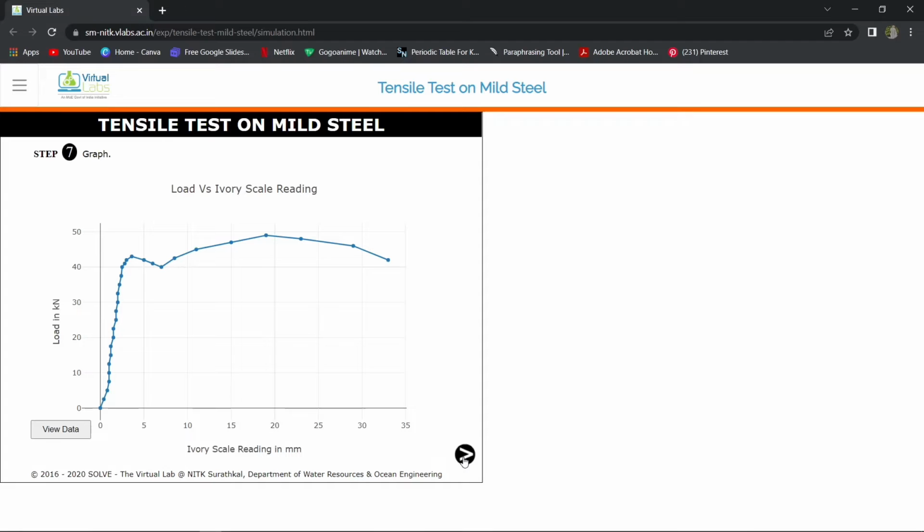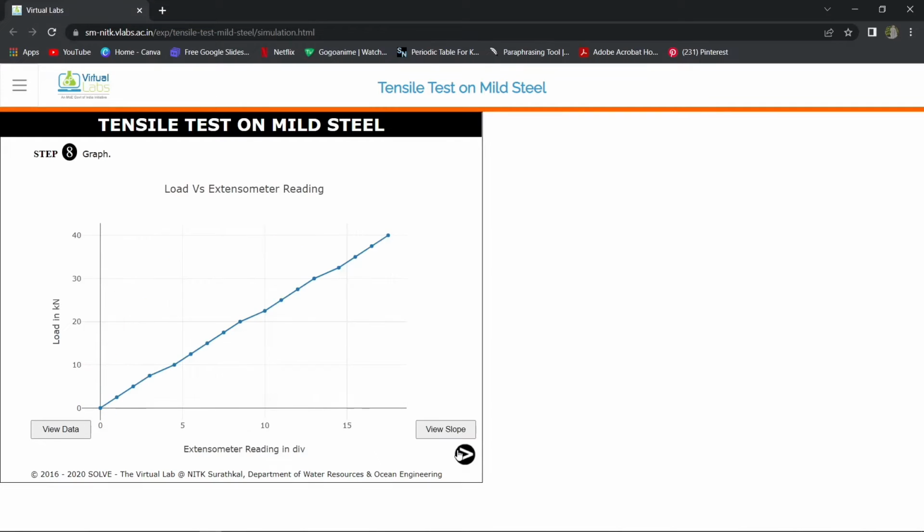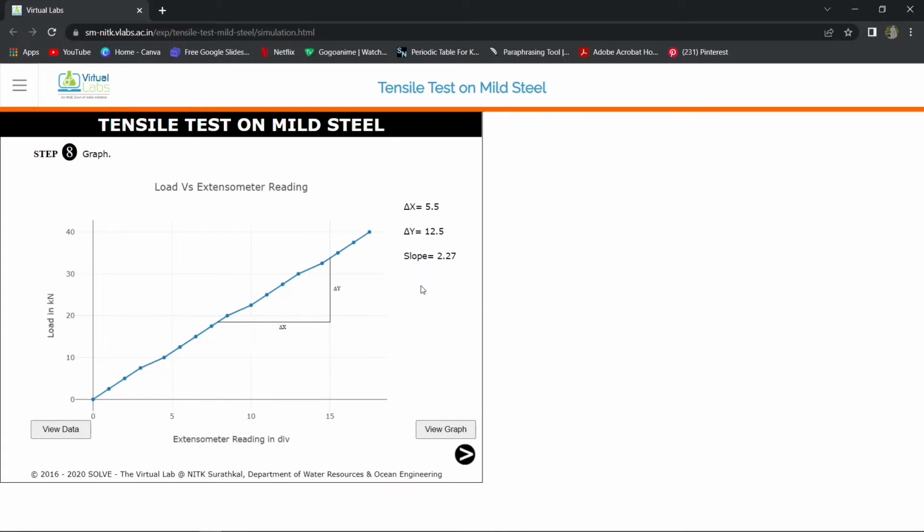Let's continue. Step 7, the graph. This is the graph of load versus ivory scale reading. The X-axis is the ivory scale reading in millimeter, and the Y-axis is the load in kilonewton. This is the second graph, where the X-axis is the extensometer reading in divisions, and the Y-axis is the load in kilonewton. The slope in the graph of load versus extensometer reading is 2.27.